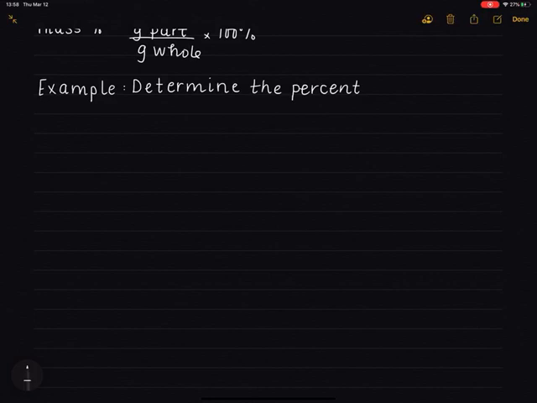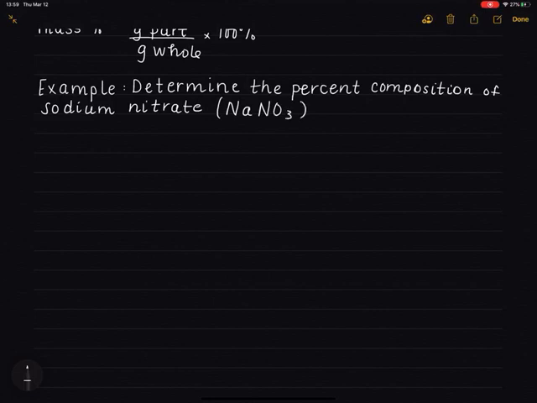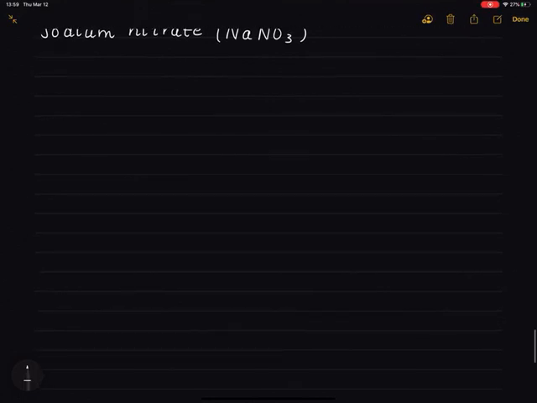For example, we could look at finding the percent composition of sodium nitrate. When we see a problem like this, what they're asking us to do is find out what percentage of our sodium nitrate is sodium, what percent is nitrogen, what percent is oxygen. There are really three pieces to this problem. Take the elements one at a time. We think about sodium.